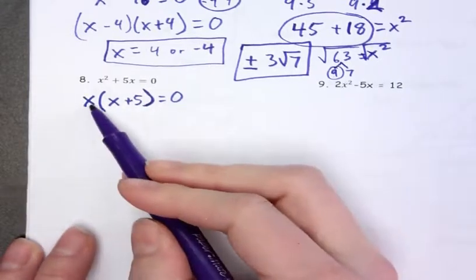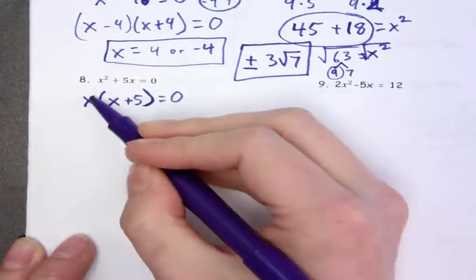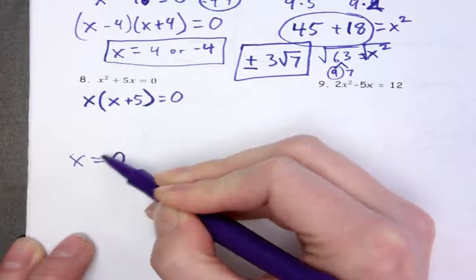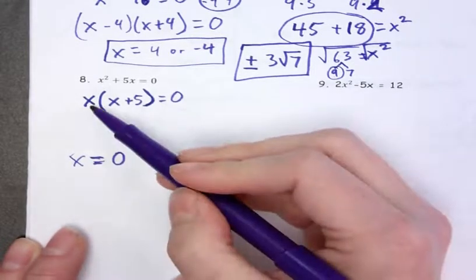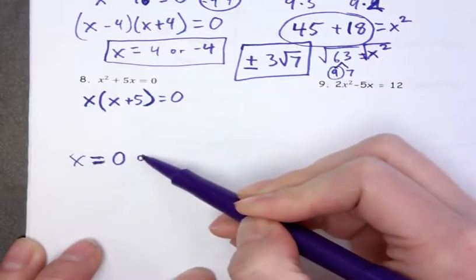So now again, if x times x plus 5 equals 0, either side has to equal 0. So either this x equals 0. Okay, so x could just equal 0, and this would be a true equation, right? Because then it'd be 0 times 5 equals 0. What else could x equal?